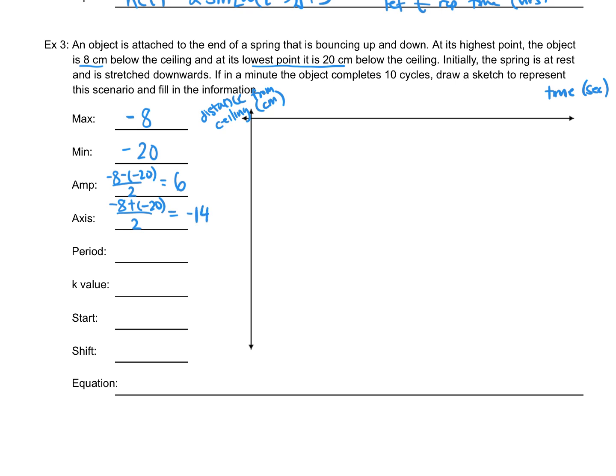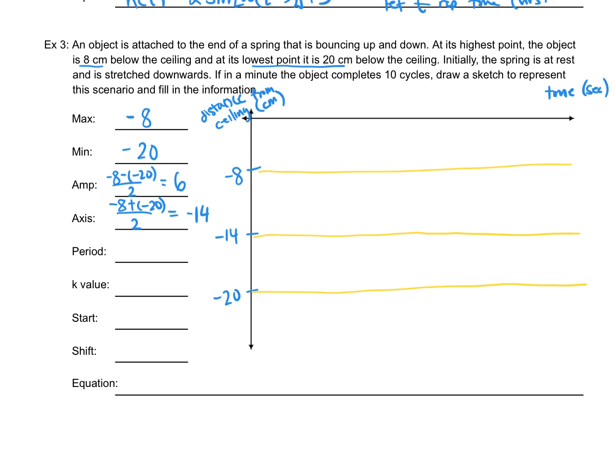When I do my scale, I'm going to be a little bit more rough with it. I'm going to say, here's -8, here's the central axis, and here's -20. Okay. Those are my special lines. I'm going to highlight them if that helps.